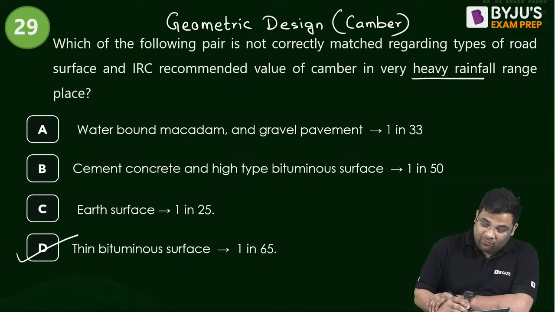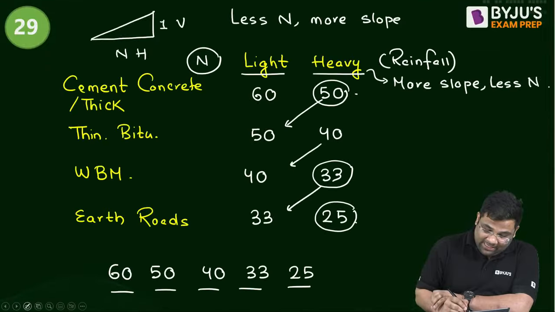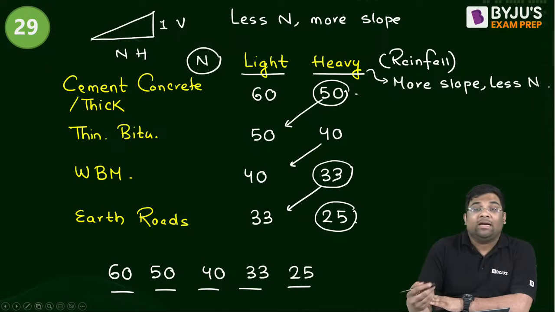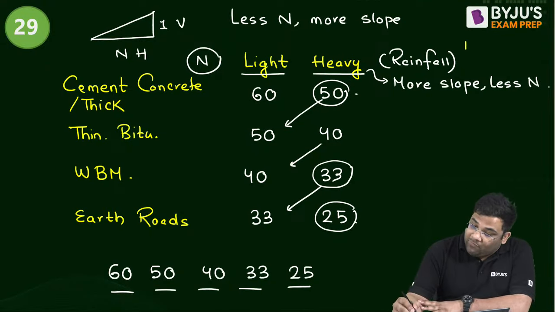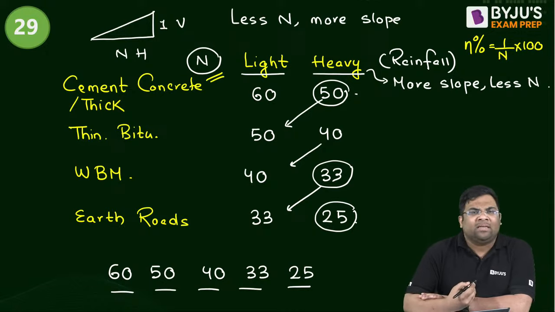Now here they have given the camber as 1 in N. They can also give it in percentage. Now, how do we find the percentage from N? It is nothing but 1 by N into 100. Now, if you remember this N, you remember the percent also, right?